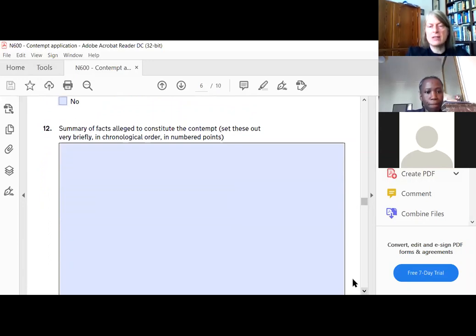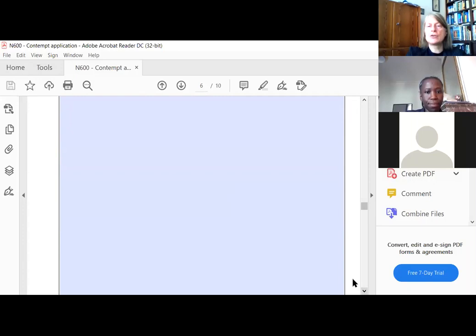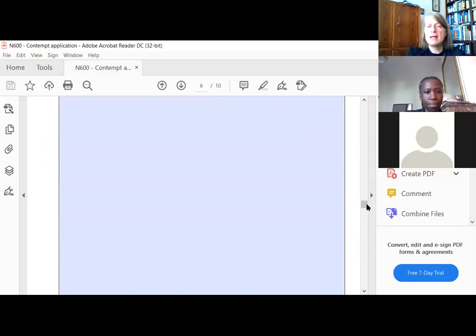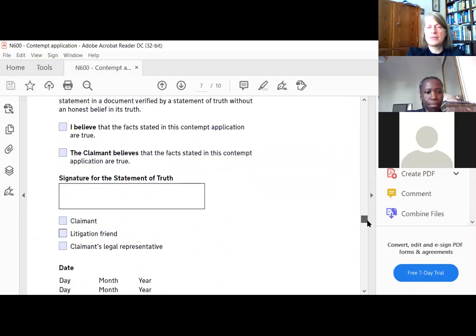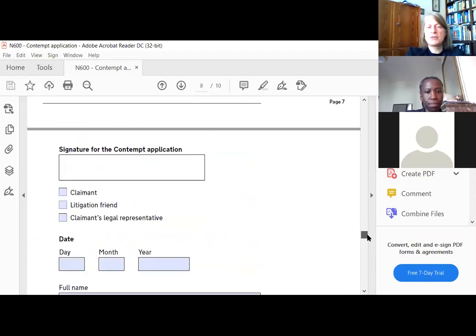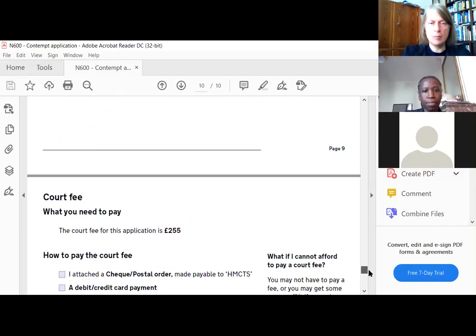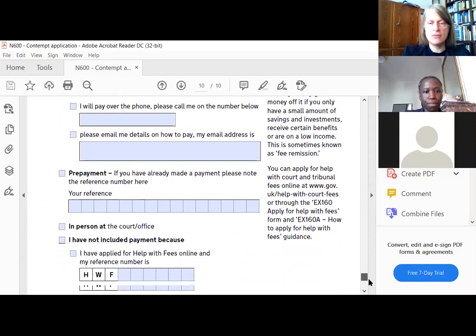And again, box number 12 highlights once more this is the summary of the facts alleged to constitute a contempt. You can see the size of the box. You are required to go about completing these forms in considerable detail and with great care. And obviously, don't forget to pay the court fee of £255.